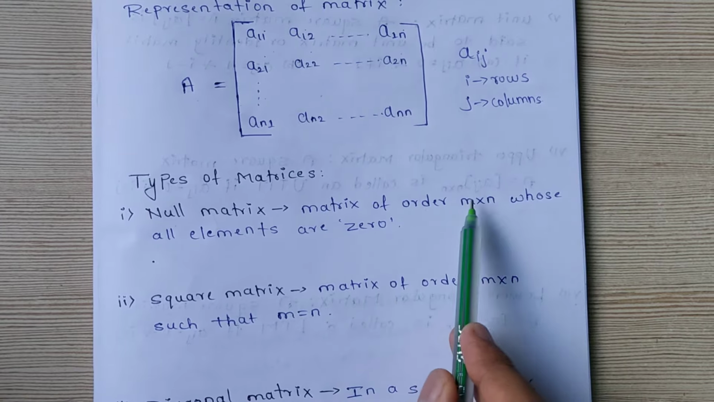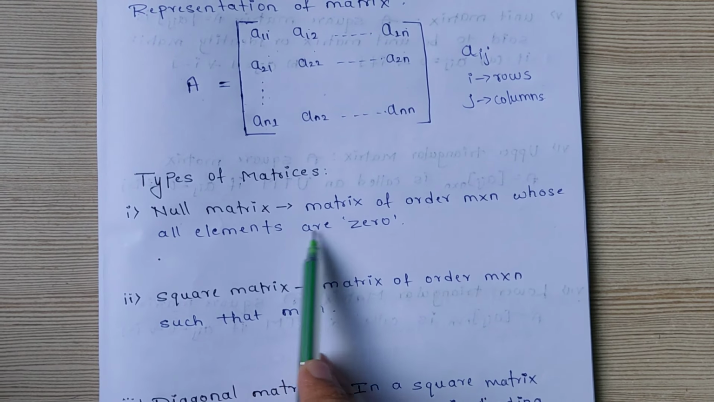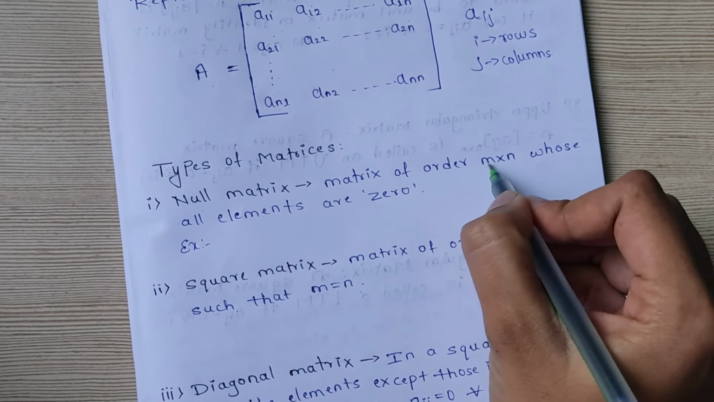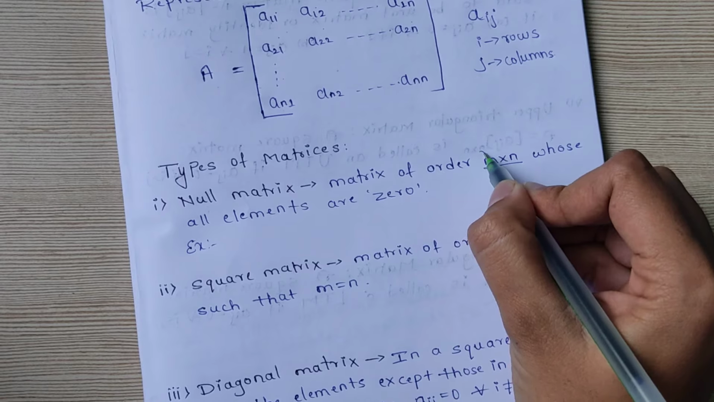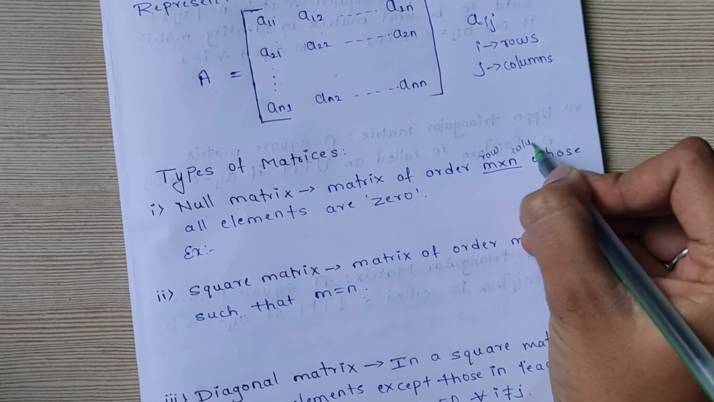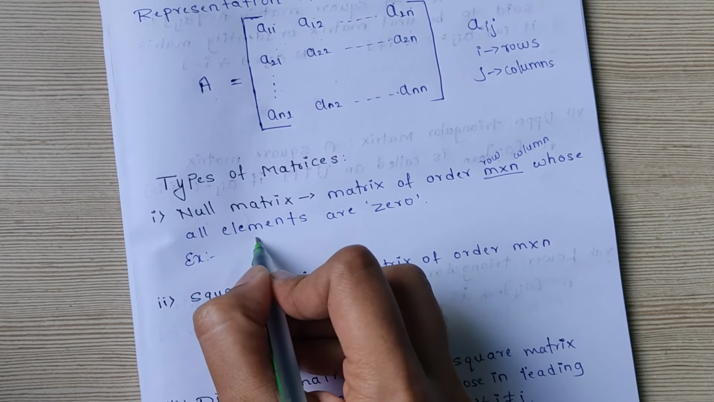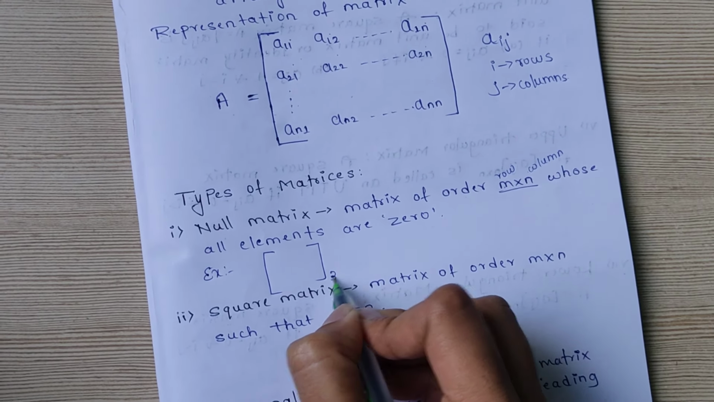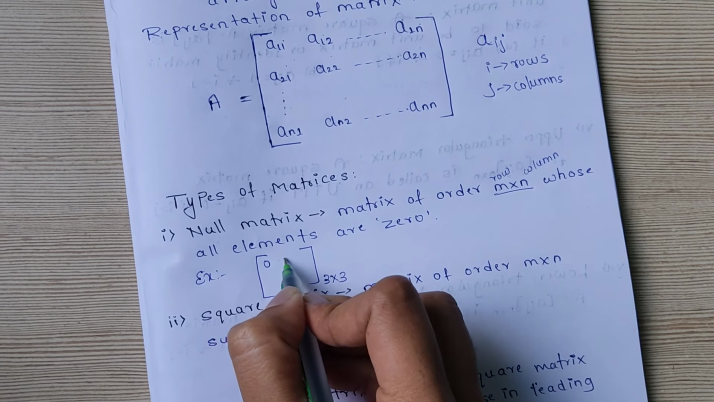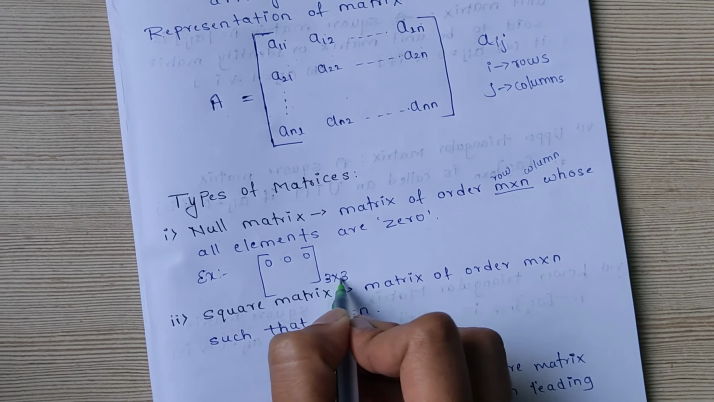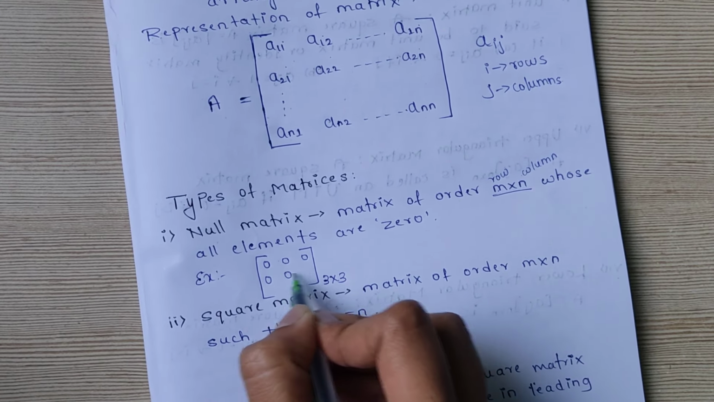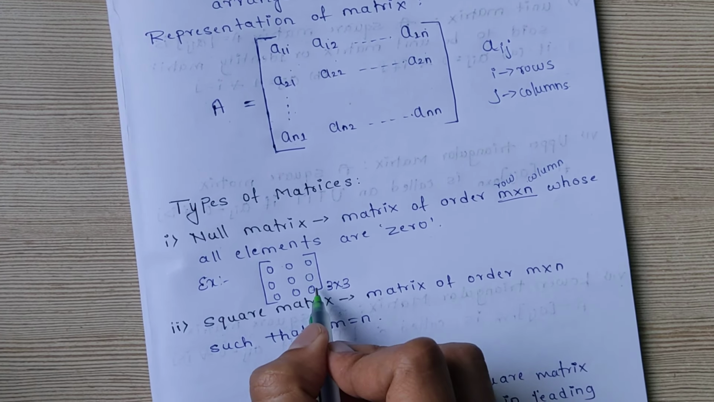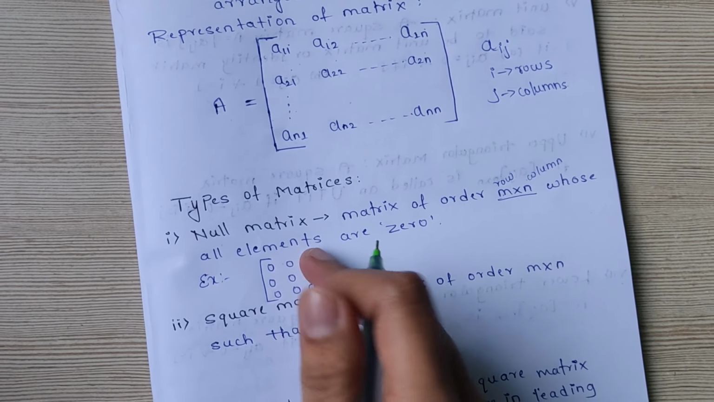A null matrix is a matrix of order m cross n whose all elements are 0. It may be of any order. Order means m is rows and n is columns. For example, take 3 cross 3 or 2 cross 2. Take 3 cross 3, which means 3 rows and 3 columns. Then 0, 0, 0, 0, 0, 0, so all the elements of the matrix are 0. This represents the null matrix.